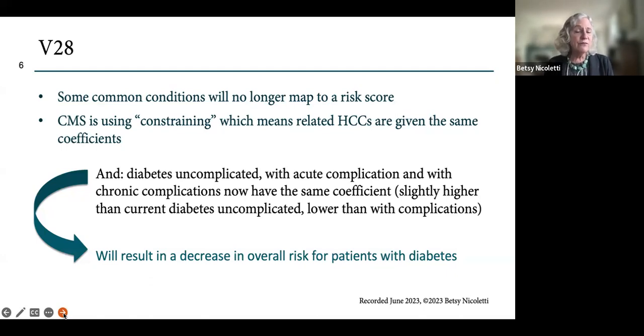And something that you may have read about, and that was certainly talked about when these guidelines were proposed, is diabetes, which now has 3 HCC categories: diabetes uncomplicated, diabetes with an acute complication, and diabetes with a chronic complication. They had different coefficients. Uncomplicated and with complication now are going to have one category with the same coefficients. So it's going to lower overall risk scores for patients with diabetes.